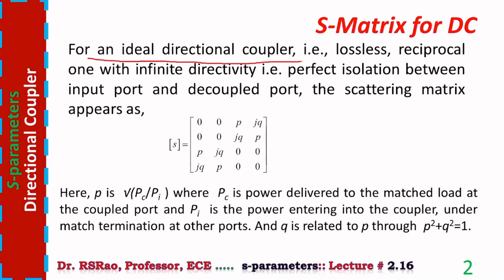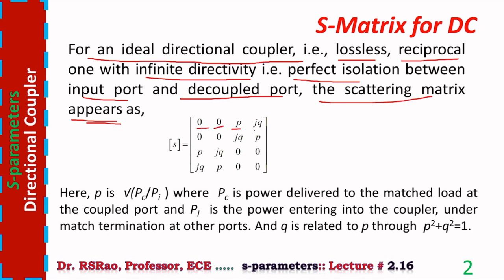For an ideal directional coupler, ideal means lossless, reciprocal, with infinite directivity, which implies perfect isolation between input port and decoupled port. The scattering matrix appears as S is 0, 0, P, jQ, 0, 0, jQ, P, P, jQ, 0, 0, jQ, P, 0, 0. So the matrix is in terms of two quantities, P and Q.